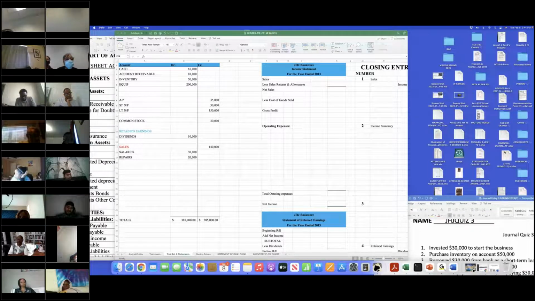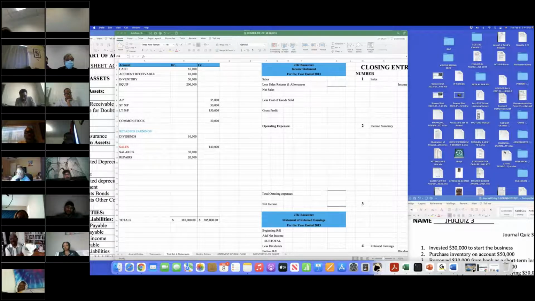This is not hard. Making journal entries is the difficult part. This is just simply posting to the ledger and getting the balance to see how much is in each account and balancing that out.